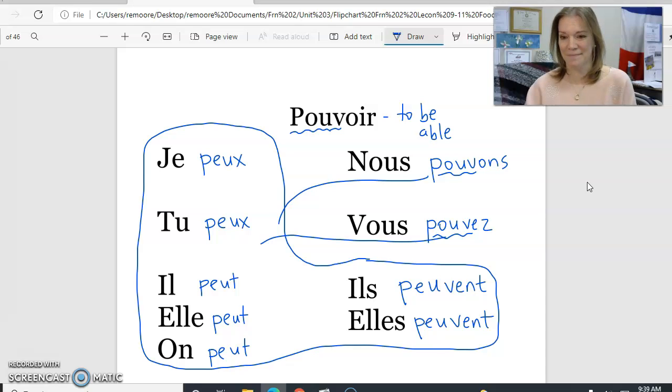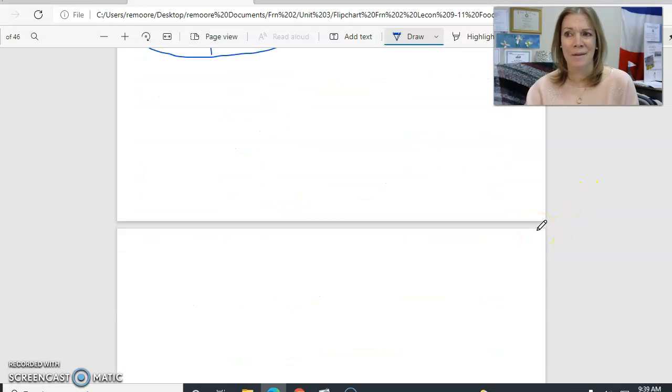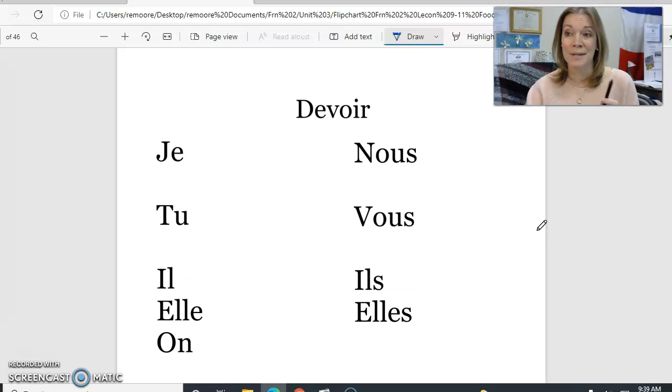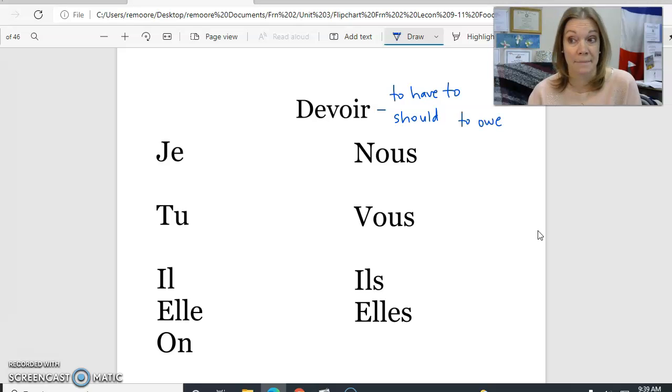One more. How many of you want to guess how this one looks? Now I will say the je, tu, il, elle, on form is a little different than what we just did. Devoir means 3 different things. It means to have to, like an obligation. It means should, like I really should do that. And it also means to owe, like to owe someone money.